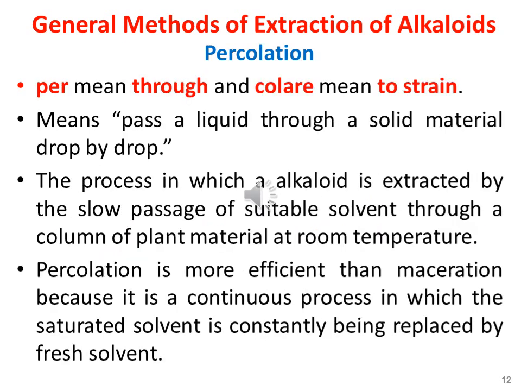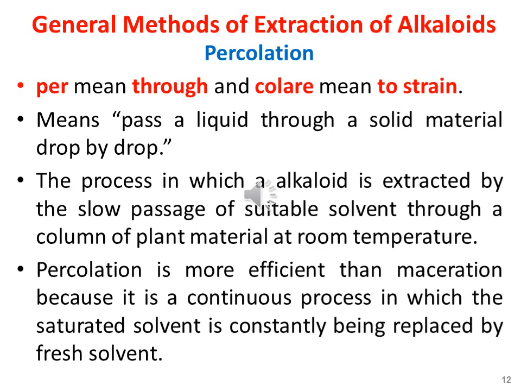Percolation is a method used for the extraction of alkaloids from the plant's material. Percolation consists of two words, per means through and colare means to strain. So the literal meaning of percolation is to pass a liquid through a solid plant material drop by drop. This is a process in which an alkaloid is extracted by the slow passage of a suitable solvent through a column of plant's material at room temperature.